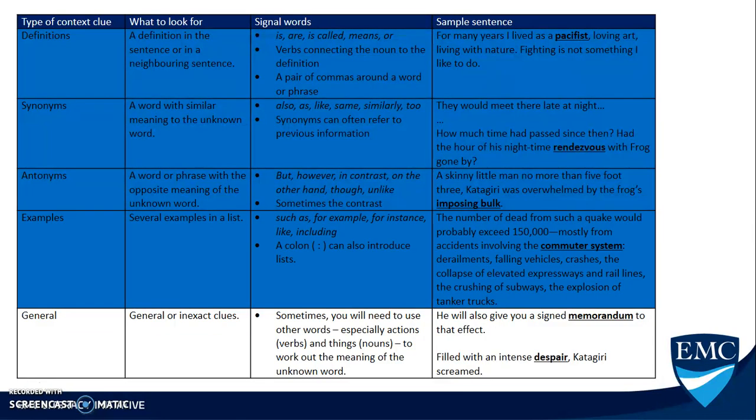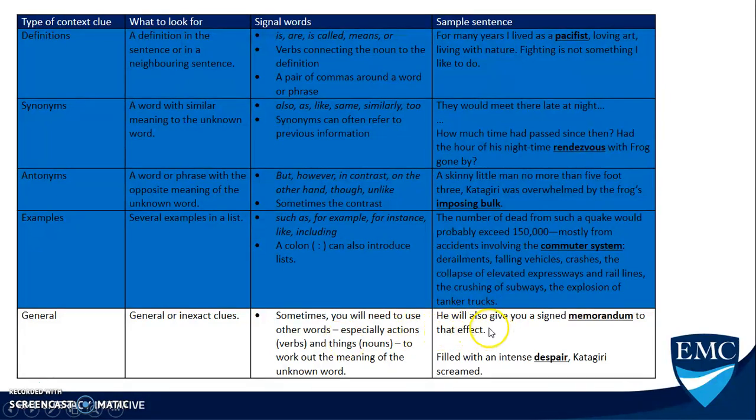And our last one are general clues, or general inexact clues. Now these are the ones where you are going to need to read the sentence quite carefully and use the actions and the things happening in the sentence to help you figure out the word. So the verbs and the nouns.